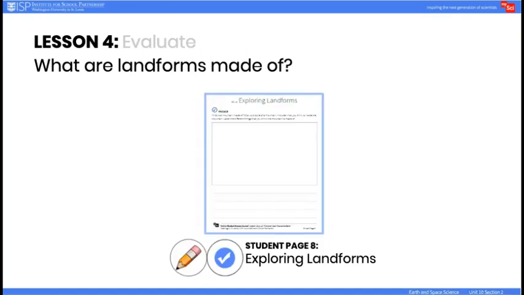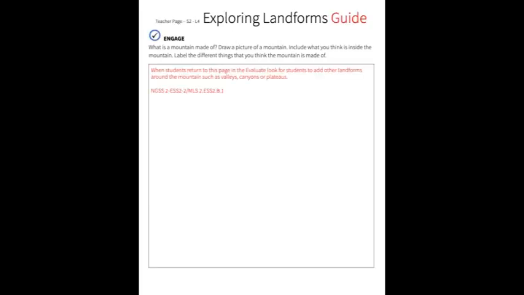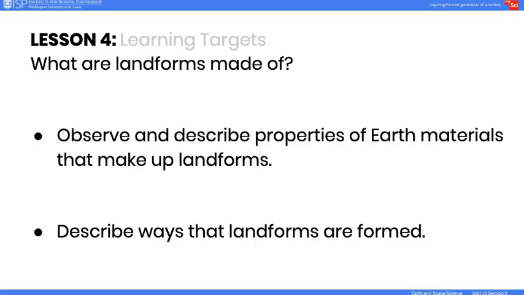In the Evaluate, return to student drawings on Student Journal page 9. Ask them to draw and label what they might find in the landforms in the landscape that they drew, to explain their drawing, and discuss how their landscape may have formed. By the end of this lesson, students will observe and describe properties of Earth materials that make up landforms and describe the ways landforms are created.